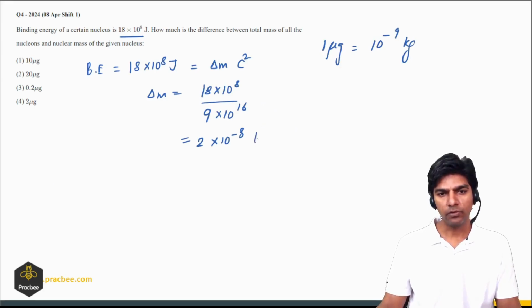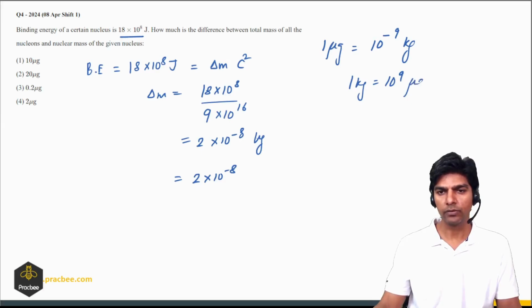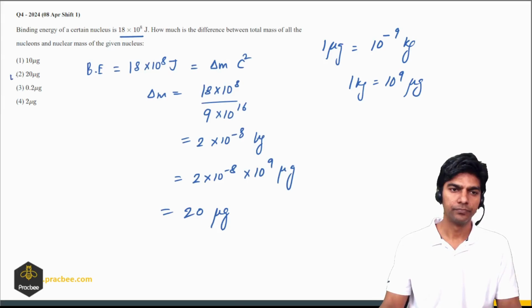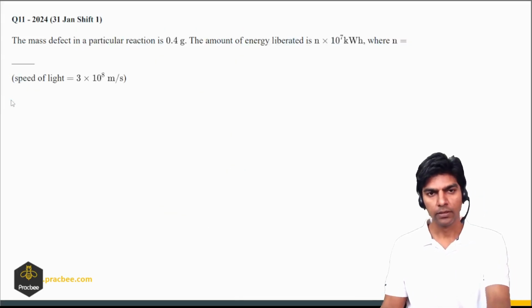So this is in kilograms. So we can write this as 2 into 10 raised to power minus 8, and 1 kilogram will be 10 raised to 9 microgram. So it will be 10 raised to 9 microgram. So it comes out to be 20 microgram. Option 2 is the right answer.